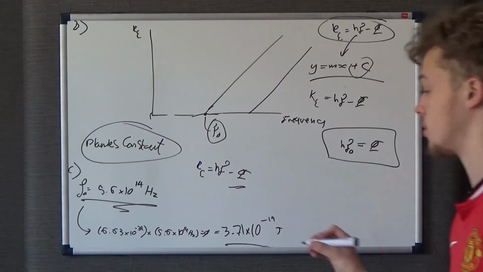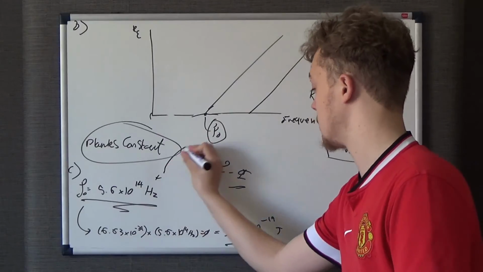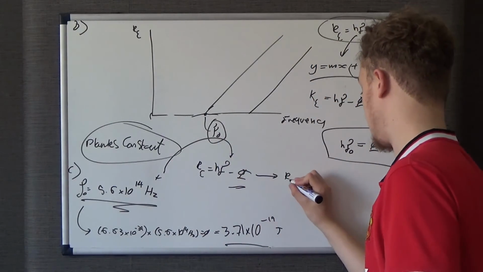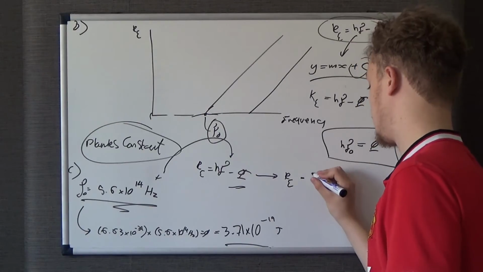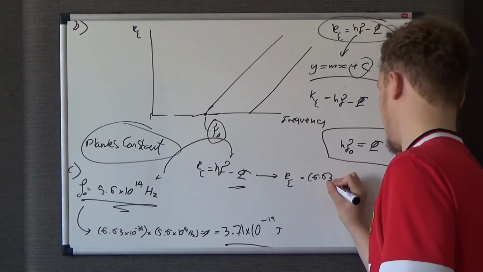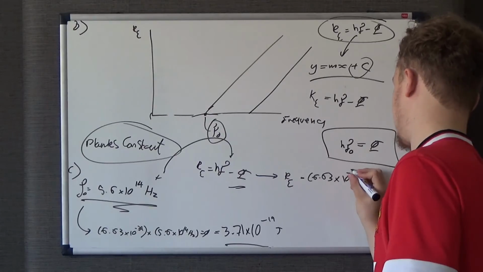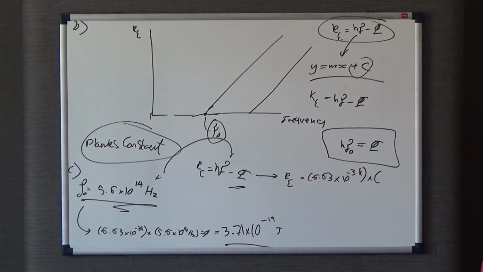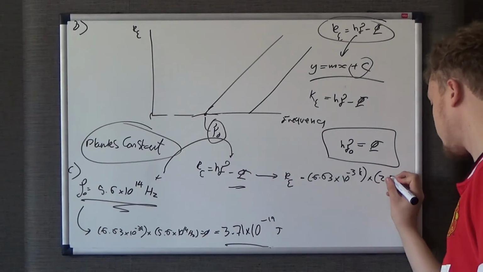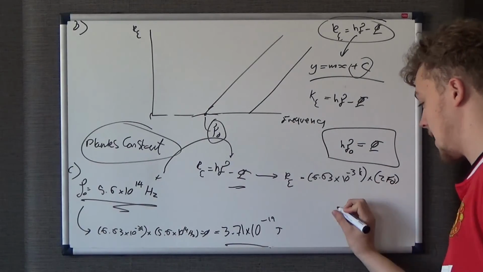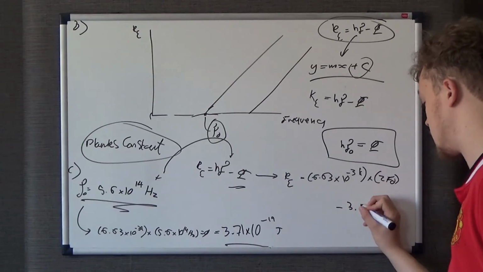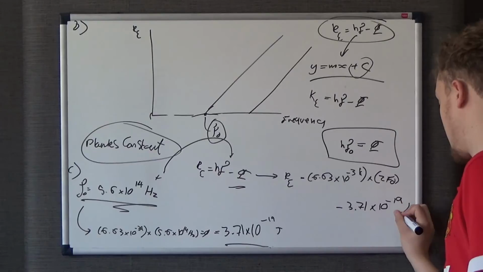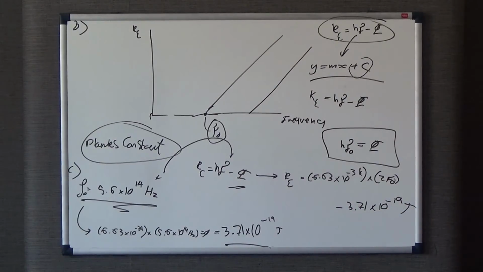And then obviously you would just double the frequency and sub it in. So therefore you get kinetic energy is equal to 6.63 times 10 to the minus 34 times 2 f0, take the work function, which we know is this 3.71 times 10 to the minus 19 joules. And then you would get your answer.